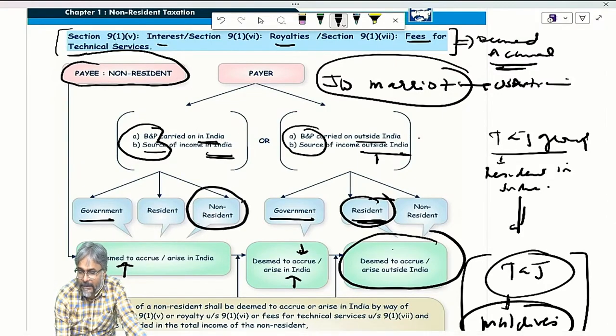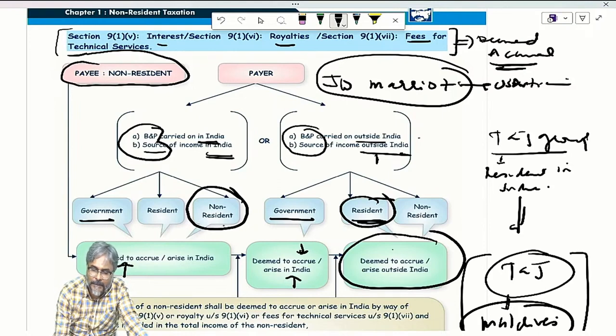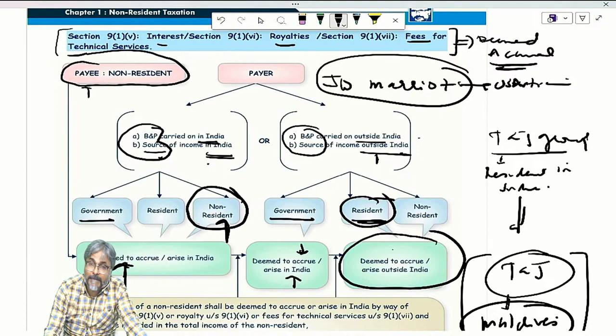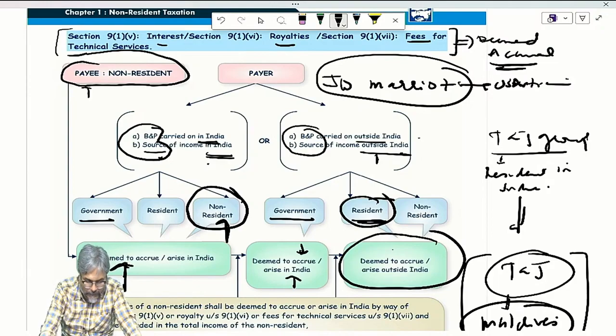So even if the payer is a non-resident, payee is a non-resident, but it is in respect of a business or a source in India. And because it is in respect of a business or a source in India, therefore, the FTS income will be deemed to accrue in India. The FTS income will be deemed to have accrued or arisen in India. Students, I hope that all of you are clear with this one now. Every one of you. So therefore, this is what it is in this regard.